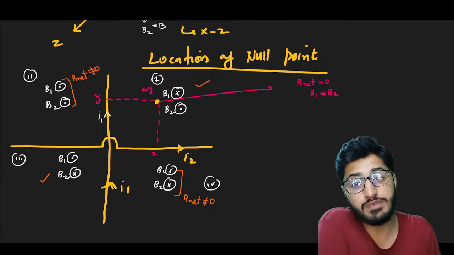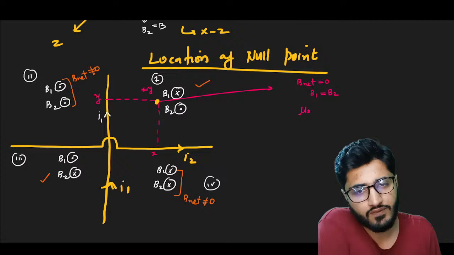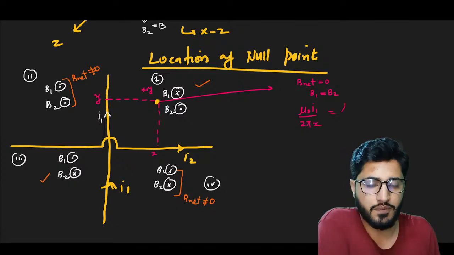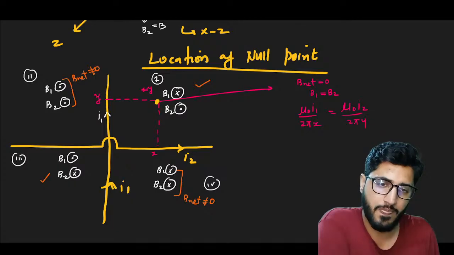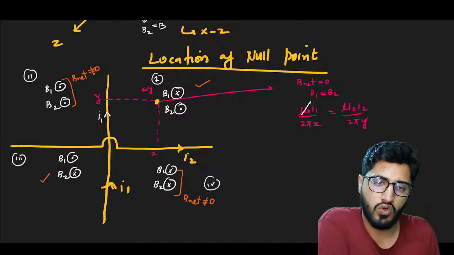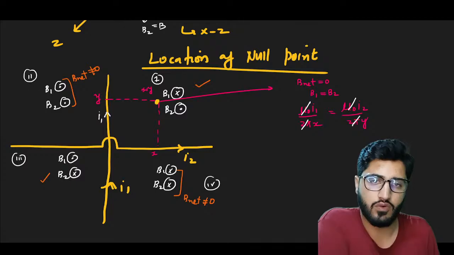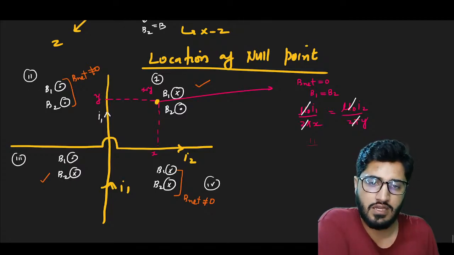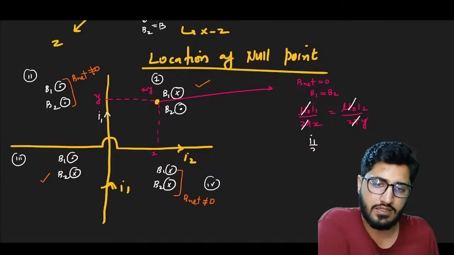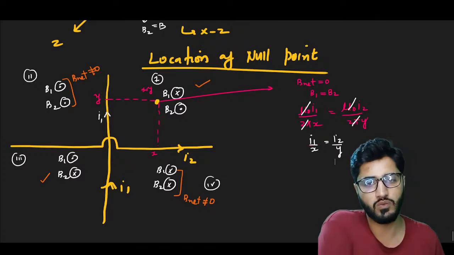Okay. What is B1? B1 is the magnetic field due to the first wire. I can write it is mu naught I1 divided by 2 pi, distance is x. Sir, this one would be mu naught I2 divided by 2 pi y. Now see, mu naught cancels out, 2 pi cancels out. So by this I conclude that I1 by x equals I2 by y.